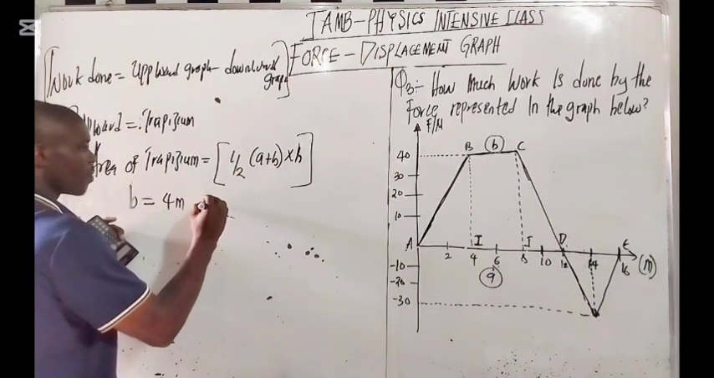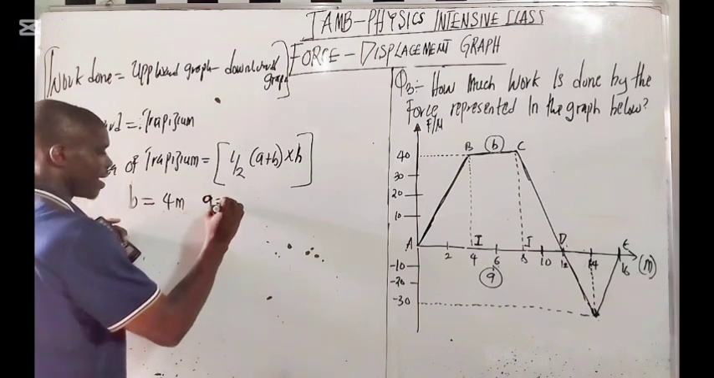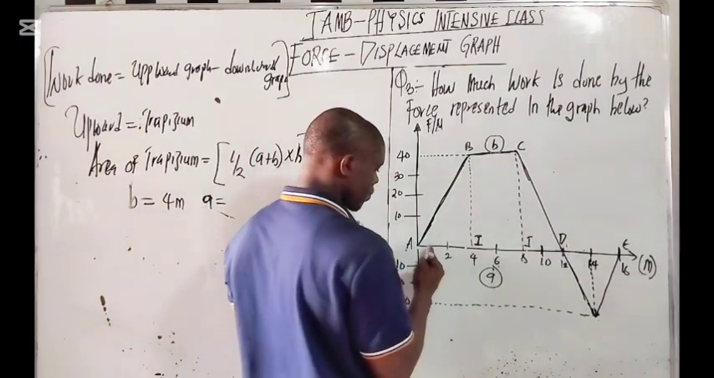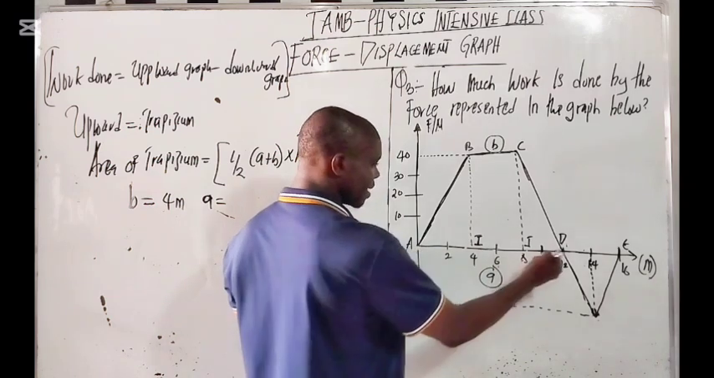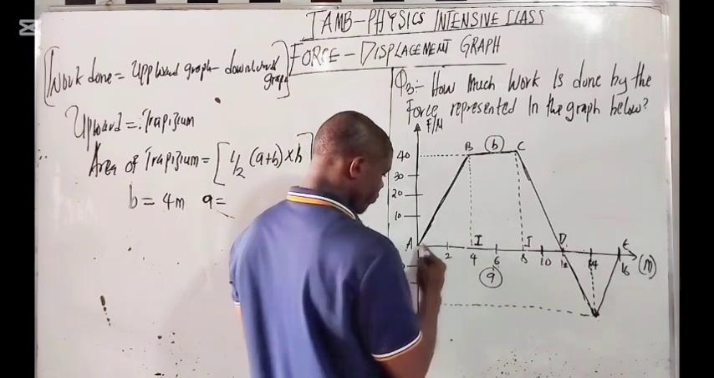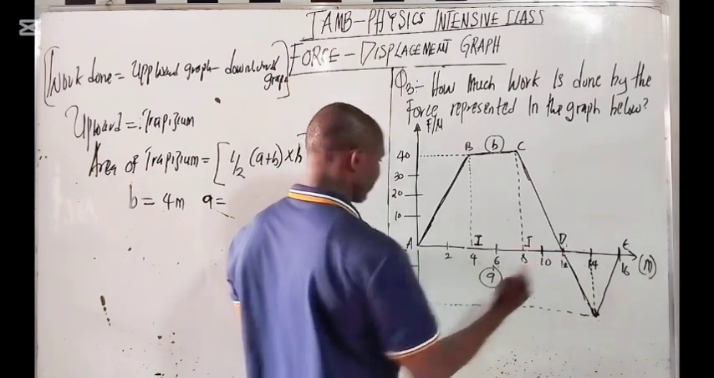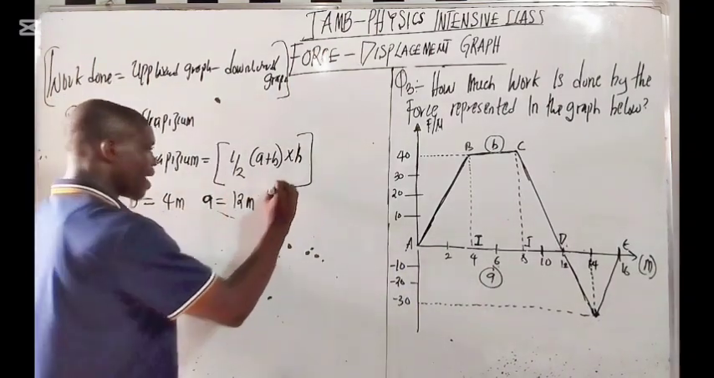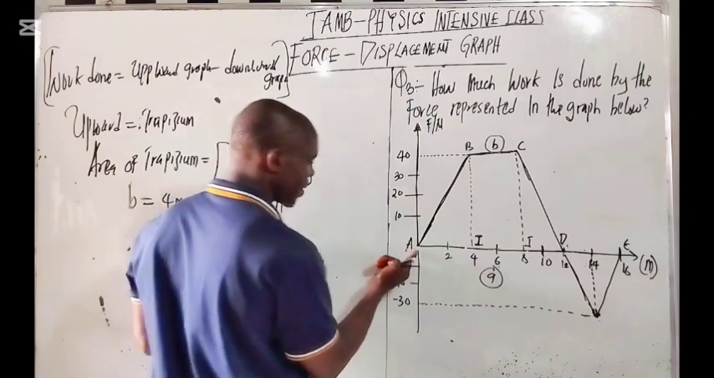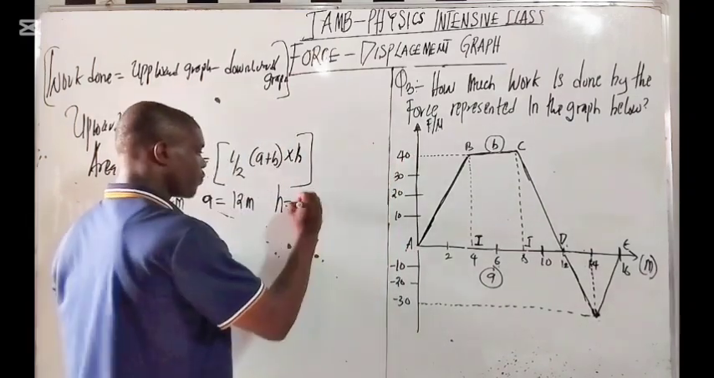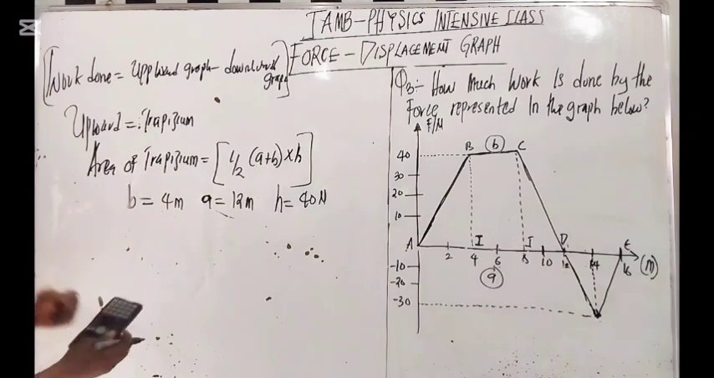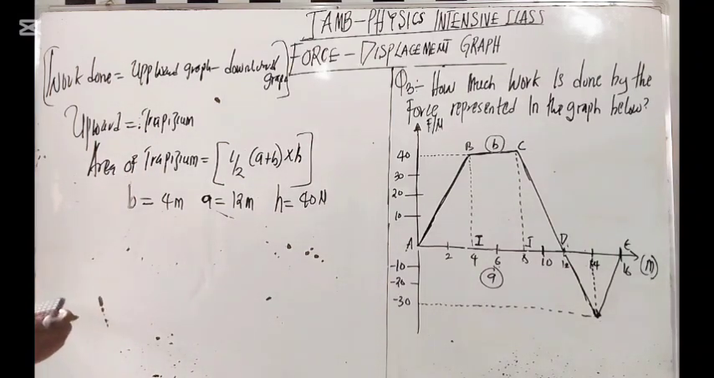Then my A is from here to here, because this is where my trapezium stops. From here to here is 12, so 12 meters. Then my height is from here to here, which is 40 newtons. Just that.